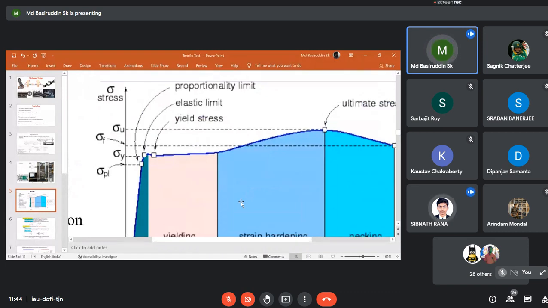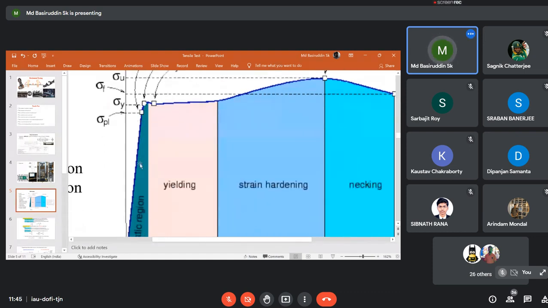If we release the load at this proportional limit position, the material will come back to its initial position. That means the gauge length would be back to its original, right, if we release the load. Yes, sir. Now what will happen beyond the proportional limit? Though I have marked the elastic region up to this position, right?